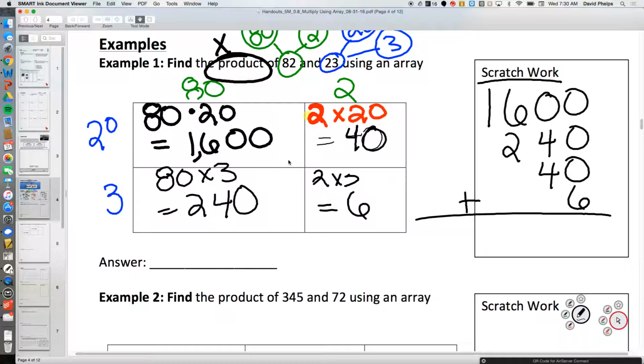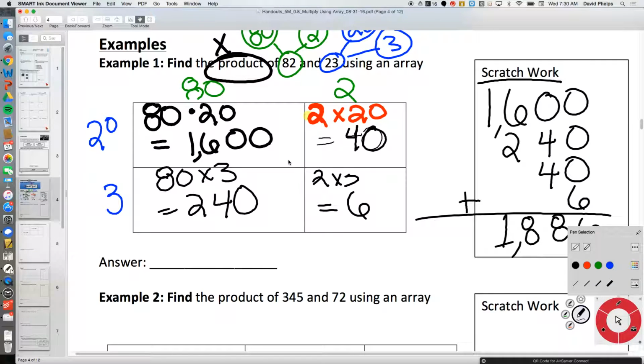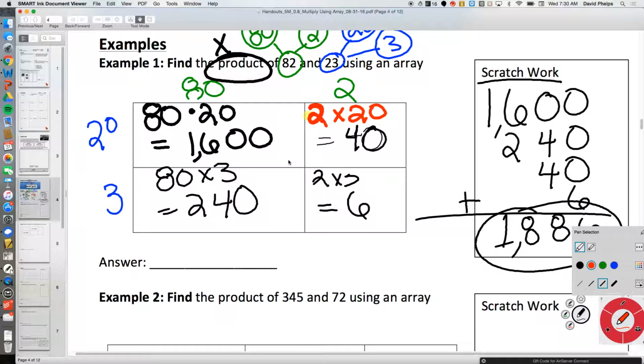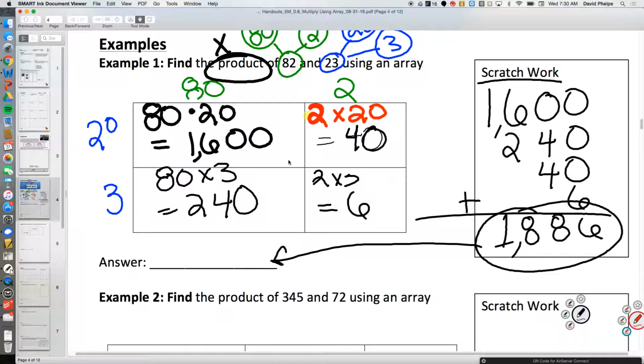6 plus 0 plus 0 plus 0 is just 6. 4 plus 4 plus 0 is 8. My hundreds place, that gives me 8. Oh, I forgot my comma, that's embarrassing. And the 1 comes straight down. Now I have 1,886. And I circle it because I know it's my final answer. And you can draw an arrow here so I know that's your final answer when I check your work.